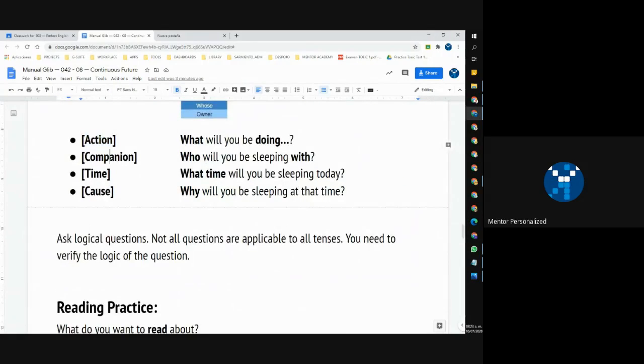And then we have here different specific questions. Question for action. Can you read? What will you be doing? What time, or when, or while? What will you be doing in the morning? But you need to specify the time. Remember that continuous is a specific time. What will you be doing in the morning at 10 a.m.? Very good answer.